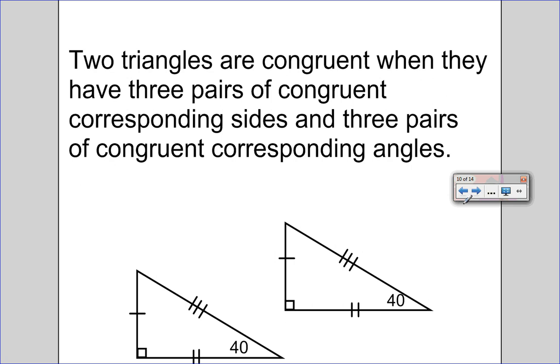All right, let's look at some triangles real quick, and we'll call it good on this. Of course, triangles follow the same rules as polygons. Two triangles are congruent when they have three pairs of congruent corresponding sides and three pairs of congruent corresponding angles. So you got three sides that match up and three angles that match up, and you know that this missing one, of course, would just be 50.